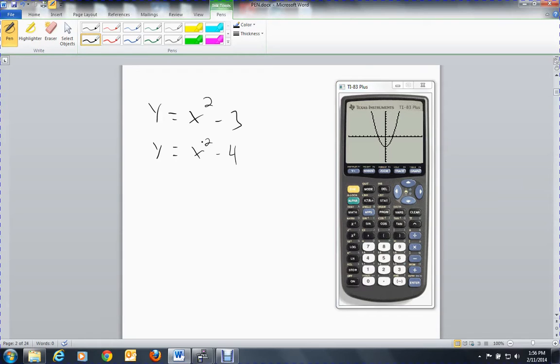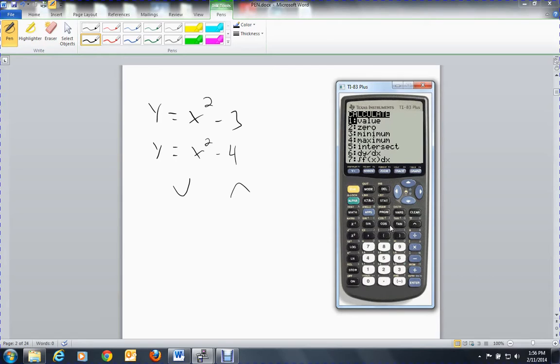So I'll just summarize a little bit. That's a minimum, that's a maximum. So I'm going to hit second trace. For the minimum, I hit 3. And this one also asks for a left bound, and it's going to ask for a right bound.